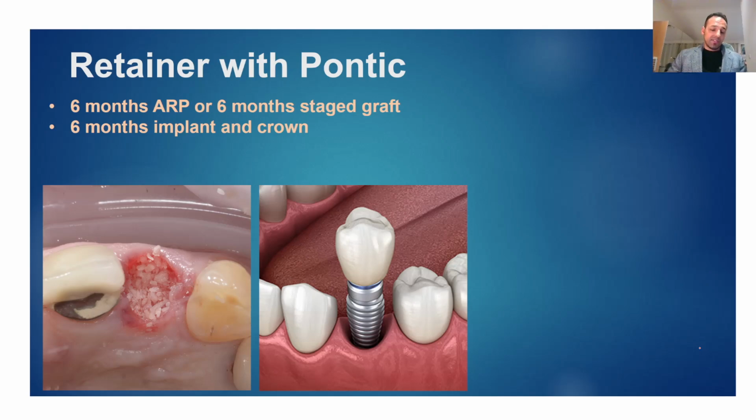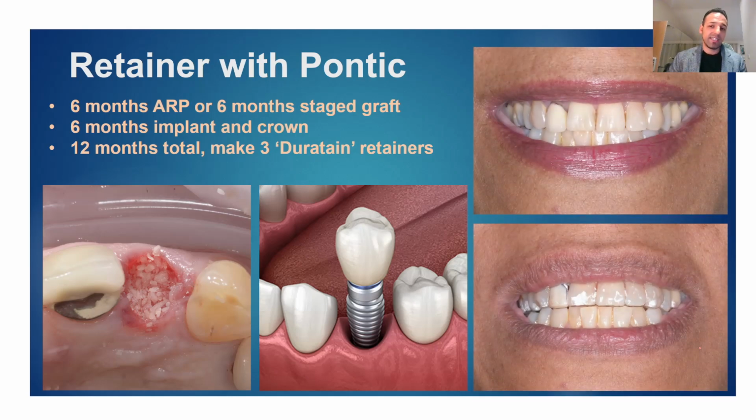So you've got 6 months essentially for the bone healing around the bone graft, and on top of that you've got 6 months for the implant and crown. In total, roughly you're looking at 12 months that you need to wait, and you need 12 months for that retainer to last. So I usually make them 3 Duretain retainers. Duretain is a type of retainer brand from S4S, which I'll talk about, and that gives them about 6 months use with each one, and a third one in case they lose one of them.